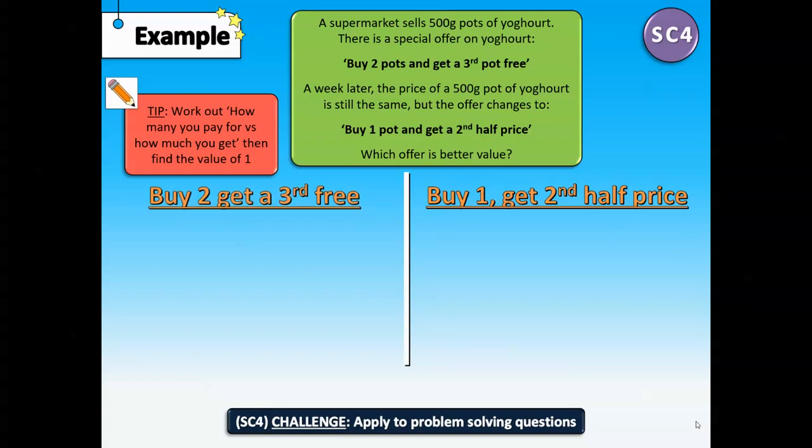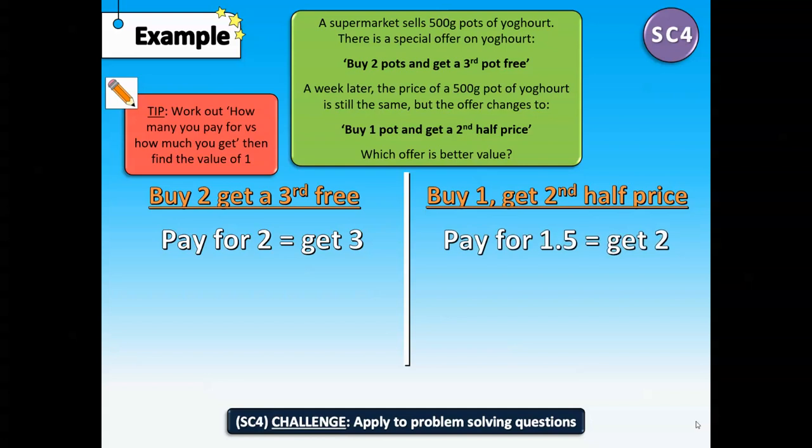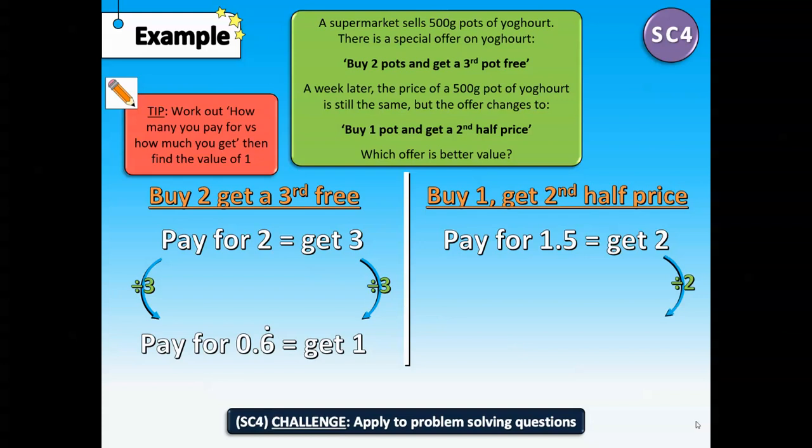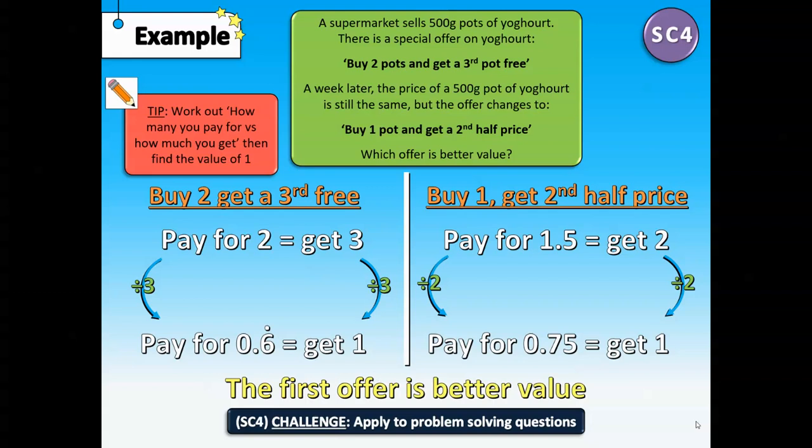So if we start with the first offer, we pay for 2 pots, but we get 3 pots. And in the second offer, we pay for 1.5 pots, but we get 2 pots. So if we divide this offer by 3, you can see we pay 0.6 recurring to get 1 pot. And in the second offer, if we divide that by 2, we pay 0.75 to get 1 pot. So the first offer is better value for money.